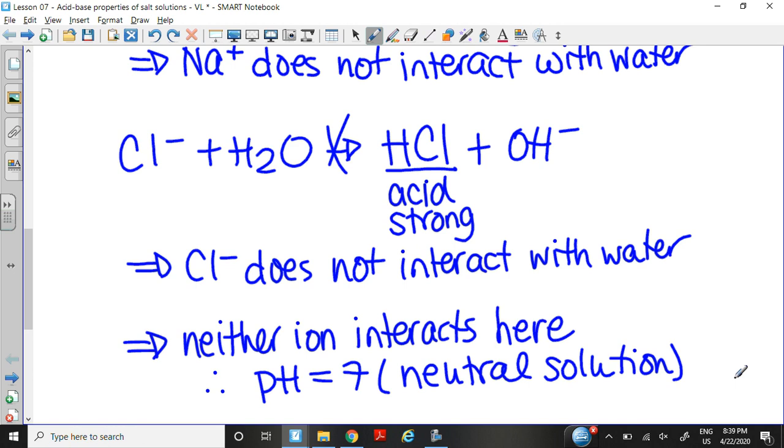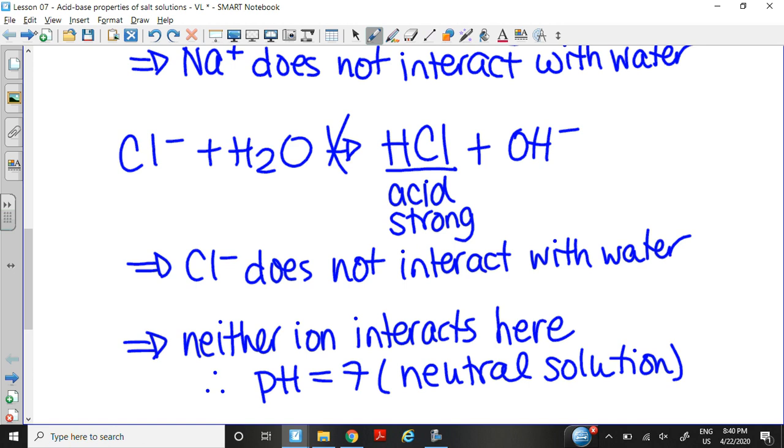So here, if you were asked, what's the pH of sodium chloride? Is it acidic, basic, or neutral? You would walk through the process like we just did, analyze the sodium ion, analyze the chloride ion, and if you find that both of them don't interact, you get a neutral solution. You only get the pH of water, which is 7.